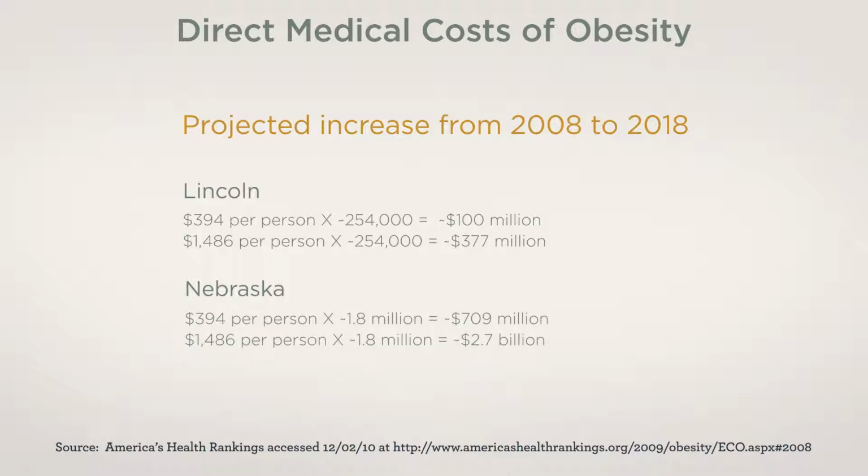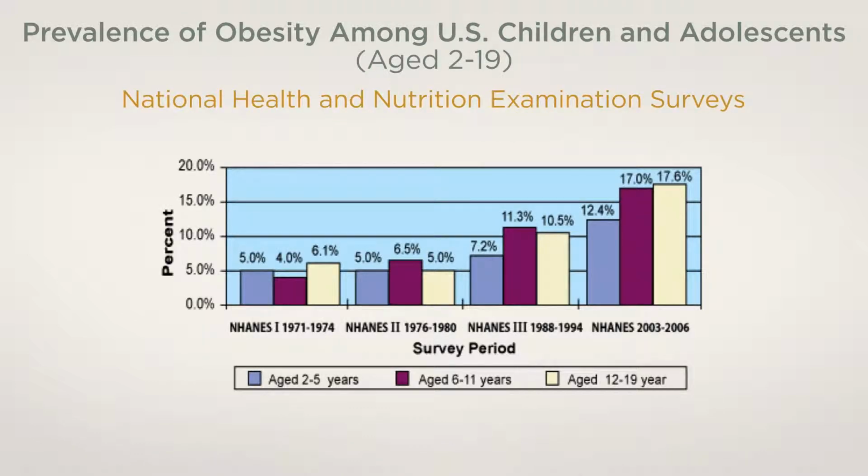And I think that leads to the question what better things could be done with that money if we could limit the increasing rates of obesity here in Lincoln and in the state of Nebraska. Unfortunate thing, of course, is this is present in our children as well. You'll see here in the 70s, about 5% of our kids were obese. Now we're around 17 to 18% of our kids being obese.